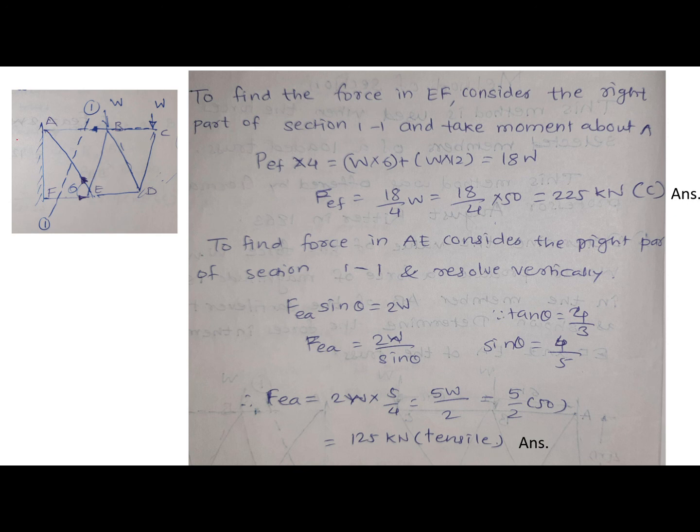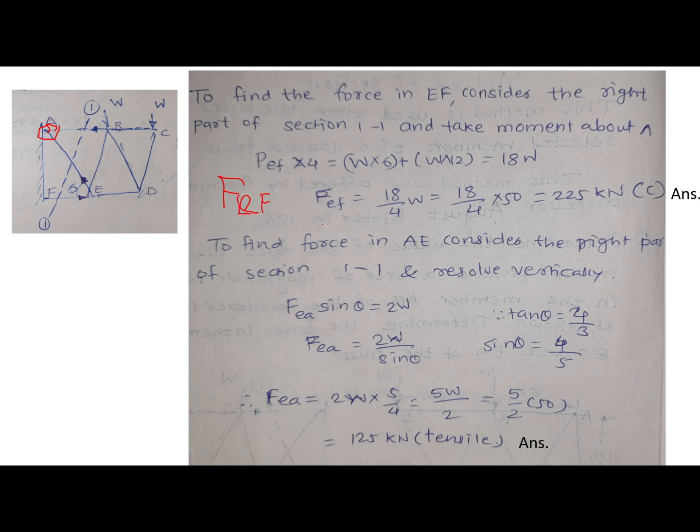So when we are considering the right part and taking the moment about point A, again we can see that this inclined member's line of action is passing through it, so it will be omitted automatically and we will get only one unknown, and that is the force in member EF. In this way, the force in member EF we can find out by applying the condition of equilibrium.